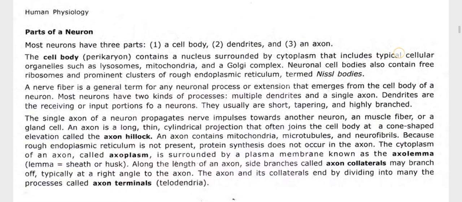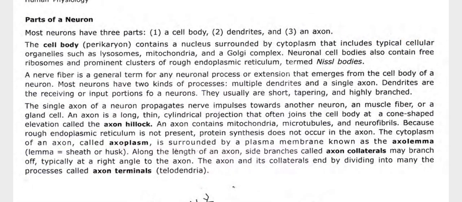Parts of a neuron. Most neurons have three parts: a cell body, dendrites and an axon. The cell body, or perikaryon, contains a nucleus surrounded by cytoplasm that includes typical cellular organelles such as lysosomes, mitochondria and Golgi complex. The neuronal cell bodies also contain free ribosomes and prominent clusters of rough endoplasmic reticulum termed Nissl bodies.